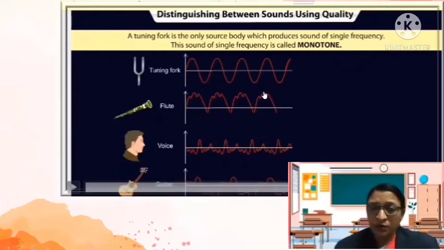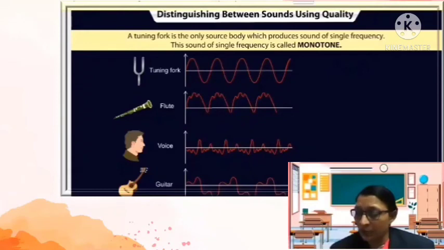In this figure, you can note the sound waves which are produced by the tuning fork are the same, while here they differ from each other. So note down the definition of monotone sound.